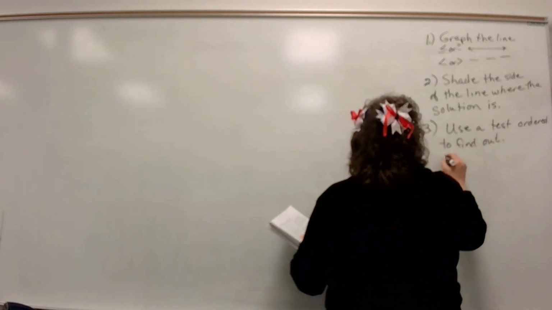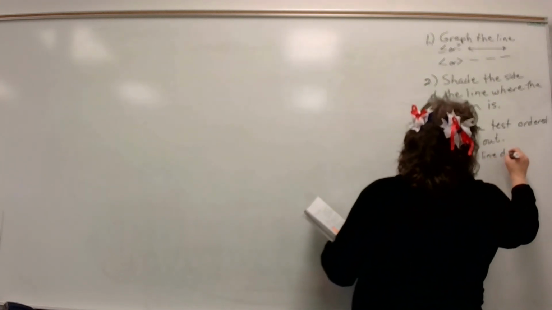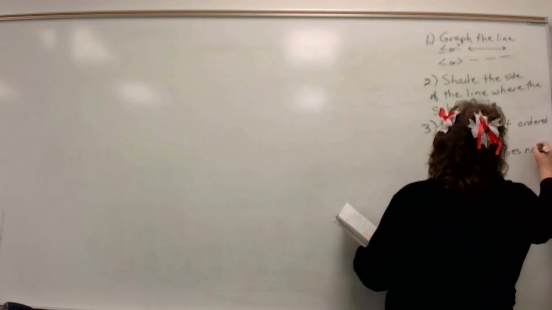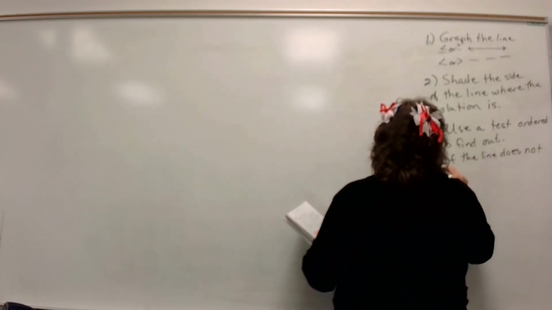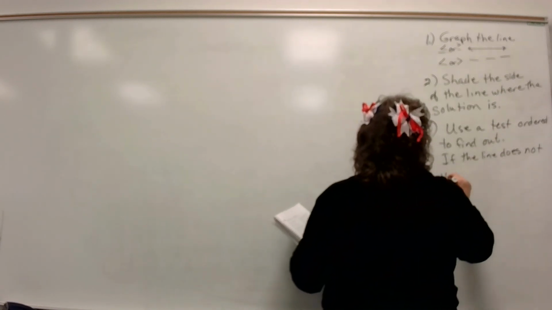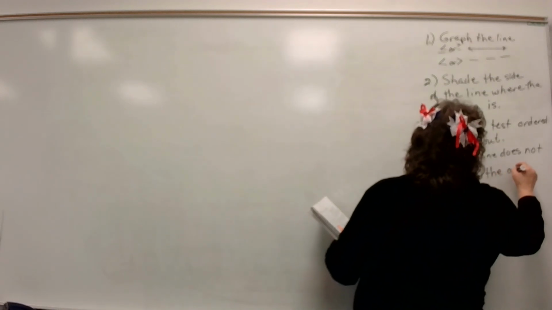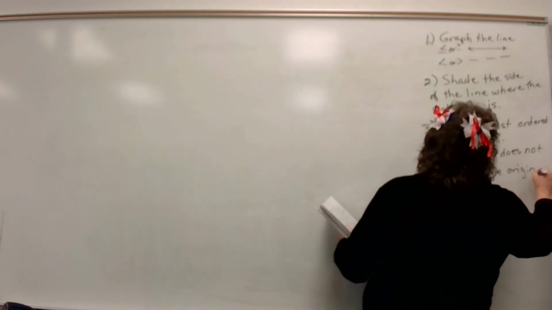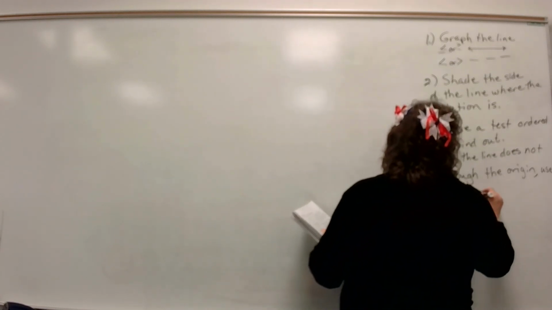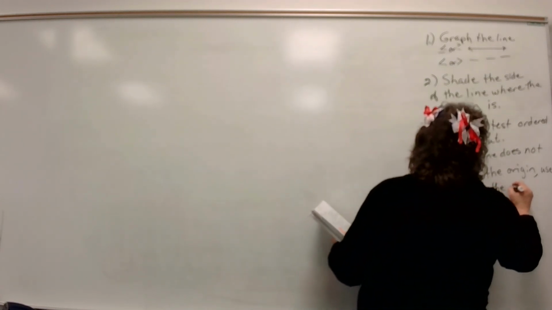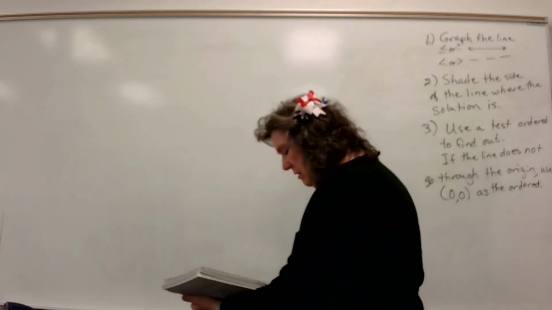Okay? If the line does not go through the origin, use 0, 0 as the ordered pair. If it goes through the origin, you'll have to choose a different one. Okay?